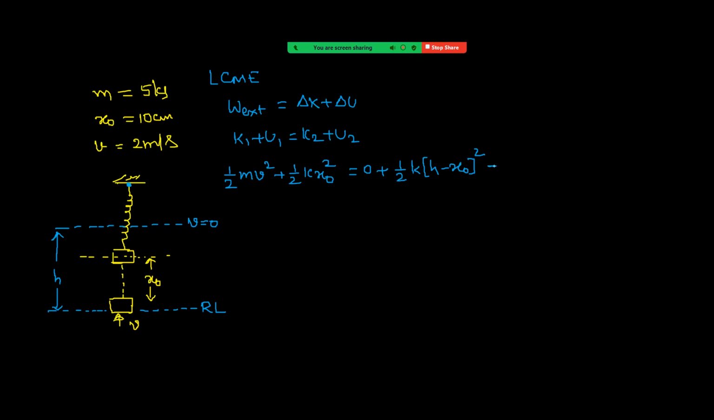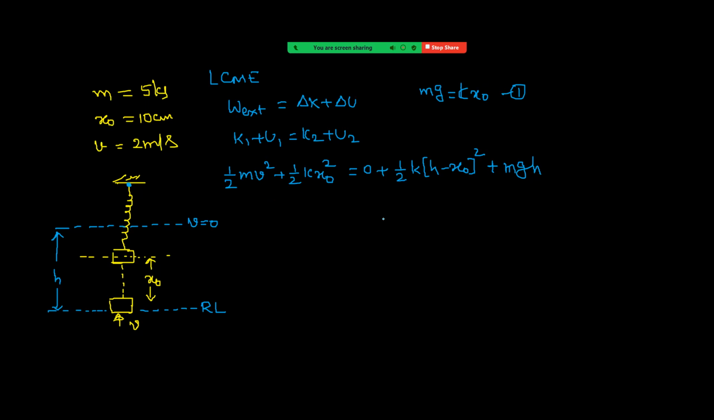Next, coming to gravitational potential energy, it has been raised by a distance h from the reference level, and above the reference level means gravitational potential energy is positive. So I'm writing here positive mgh. And we have to take one more condition. Initially the block was in equilibrium. So what I can write here, mg equal to k x naught.